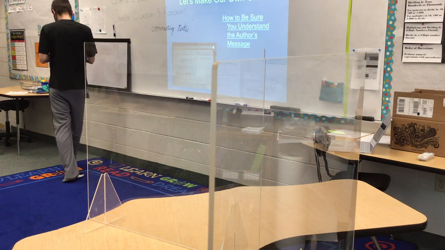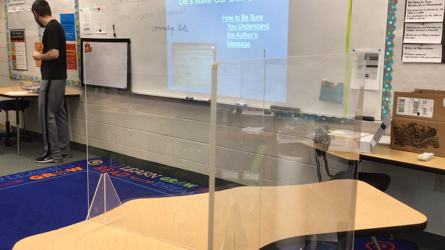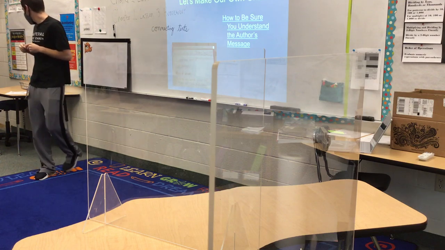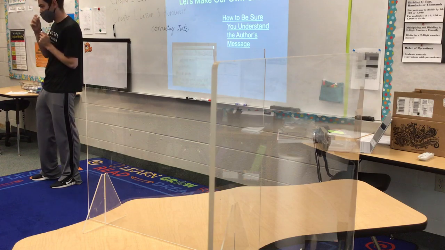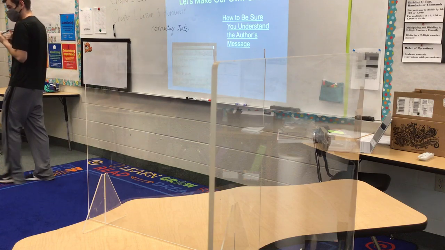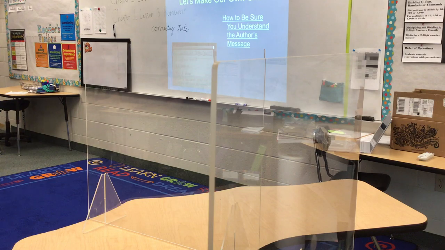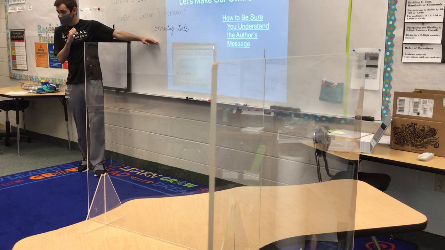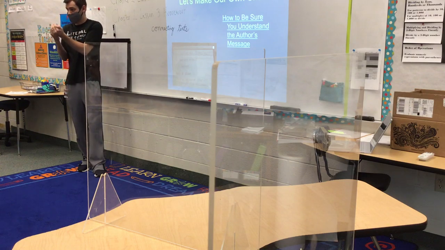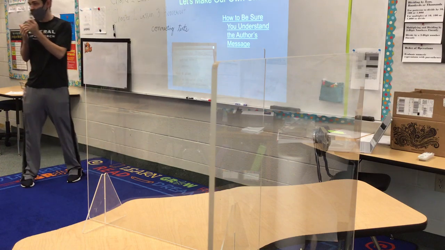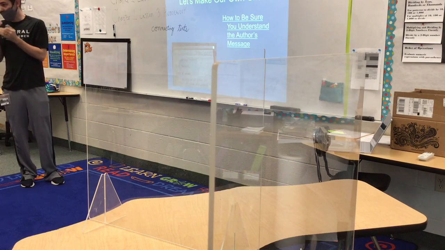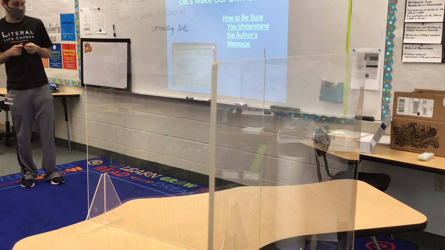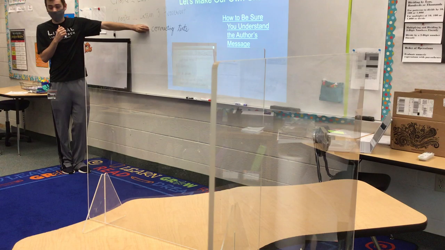So Zoe actually hit one of our little strategies here, making connections, right? You can make a connection to yourself, you can make a connection to the world, or you can make a connection to another text. And in this case, Zoe's saying, if I know something about another story or another book on a similar topic, I can maybe make a connection there, and that could help me understand what is going on in the story or in the text if it's informational, right? Okay, so that's a strategy we can use.